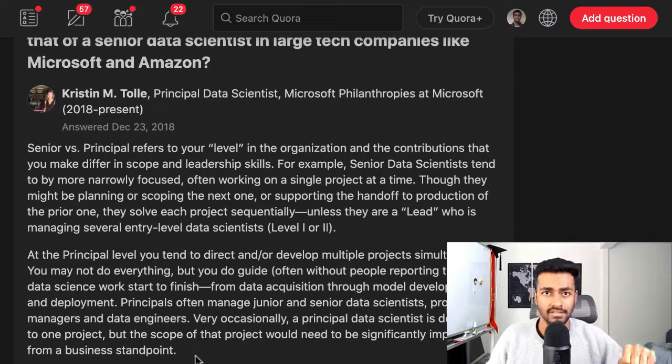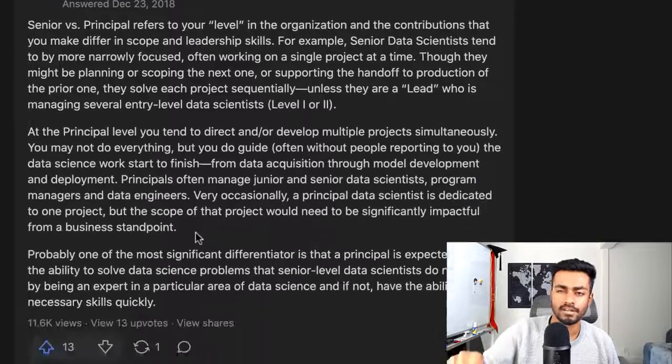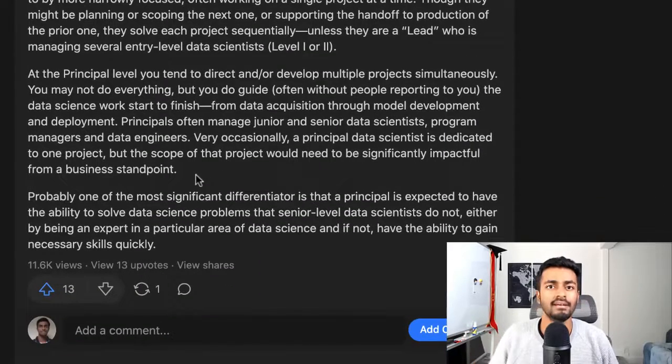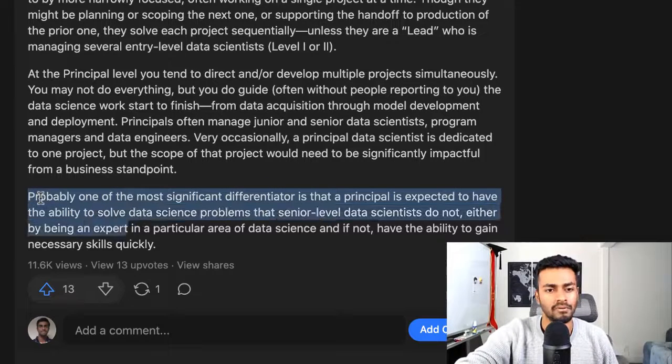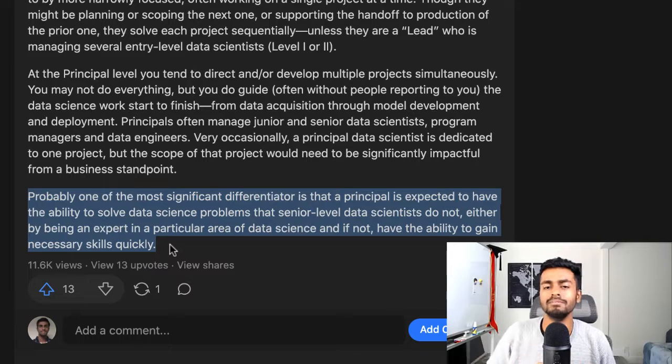Some projects might be in the development phase, other projects may be in the deployment phase. And at the same time, they might also be mentoring senior level, entry level or mid-level data scientists as well. And given a problem, these are the people who are most likely to be able to solve it if there's nobody else in your company who can tackle it in a very proficient way.